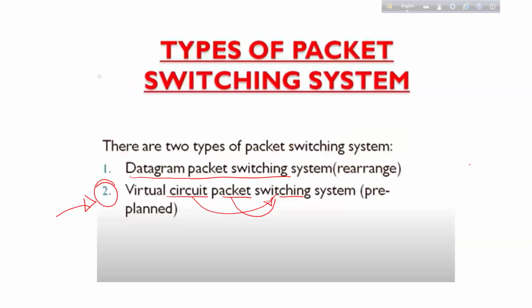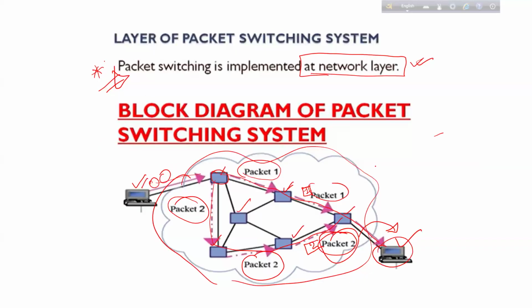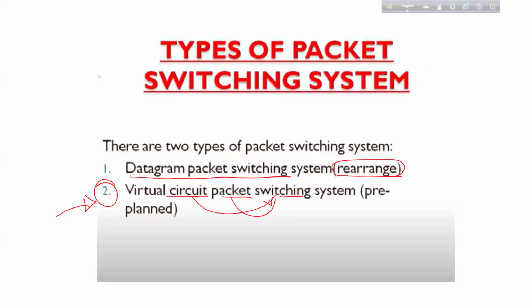So in the datagram packet switching system, rearrange has been written here. Rearrange means whenever the destination is receiving the packets, it needs to rearrange those packets sequentially, like 1, 2, 3. Okay. So this is the block diagram of packet switching. This is the block diagram of datagram packet switching as well.